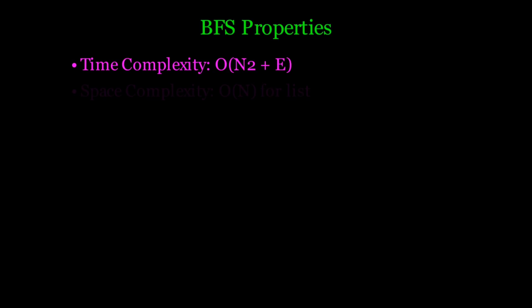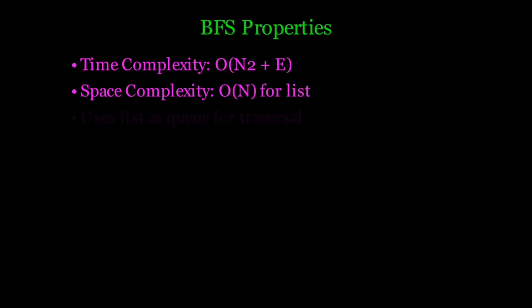Now let's summarize the key properties of BFS. The time complexity of this implementation is O(n + e), where n is the number of nodes and e is the number of edges. This is because pop(0) takes O(n) time in a list. The space complexity is O(n) for storing the queue and visited set.